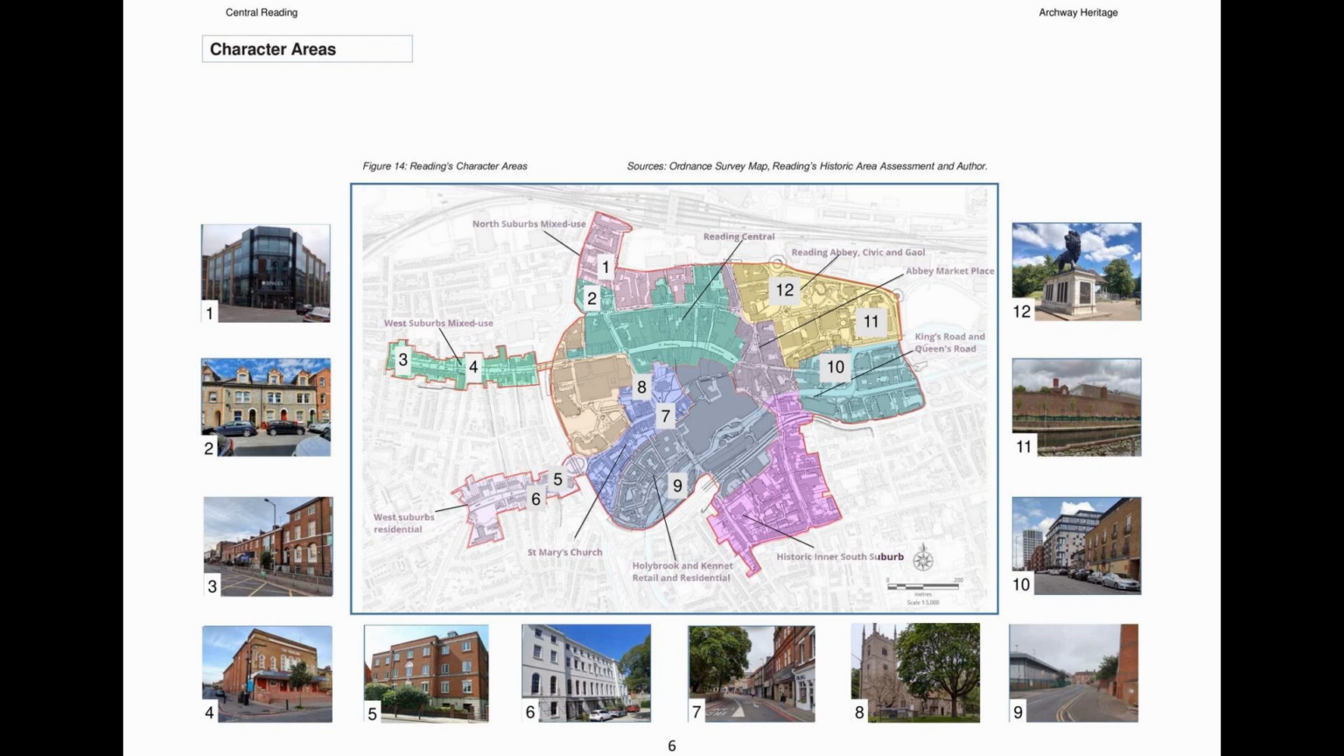The way that we define significance within each area is architectural, historic, archaeological, and artistic, and its context. The context, particularly its setting and the sense of identity within the wider context of the town, is helpful in understanding what is most important to defining the character. We will look at each in turn, beginning with Reading Central character area.